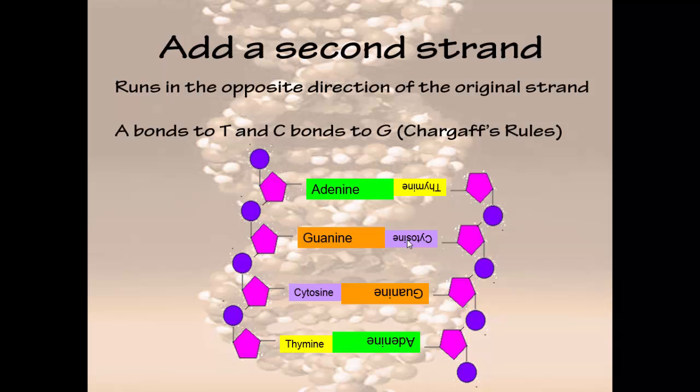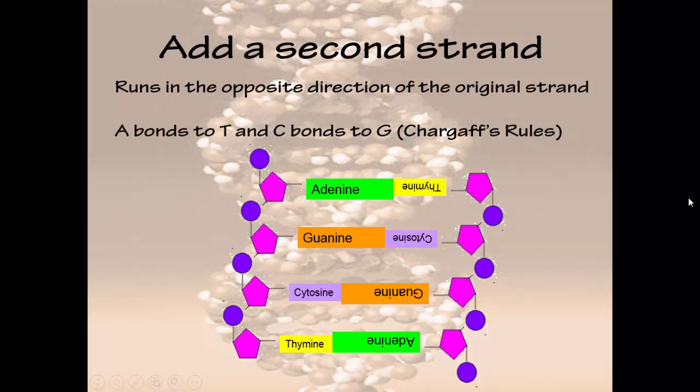Now, if you're having trouble with the bonding rules, remembering that A bonds to T and C bonds to G, again, I'm a very visual person, so the way I remember this is that C is a curvy letter and G is a curvy letter. So the curvy letters bond to each other. A is a very pointy letter and T is a very pointy letter, so the pointy letters bond to each other. Okay, so adenine bonds to thymine and cytosine bonds to guanine.